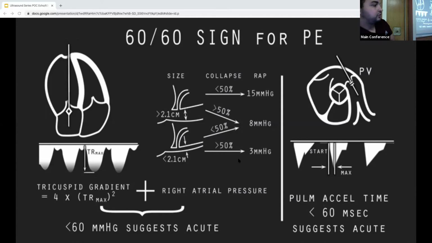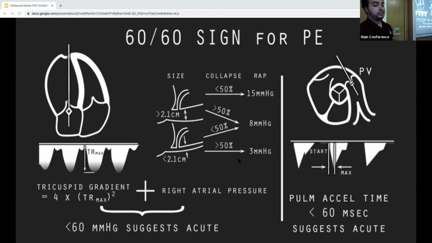You can use it when you see signs of right heart strain, meaning if you have lab biomarkers, EKG changes, even other echo findings, McConnell sign, RV dilatation. If you see those things and you want to know if this is an acute process or a chronic process, and specifically is the acute process caused by a PE, you can use this rule.